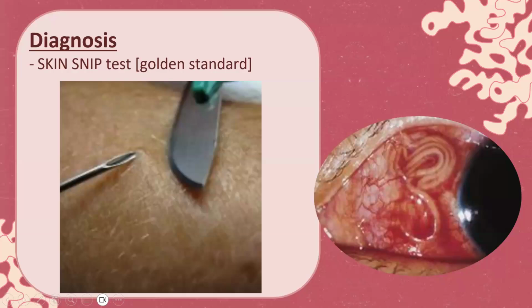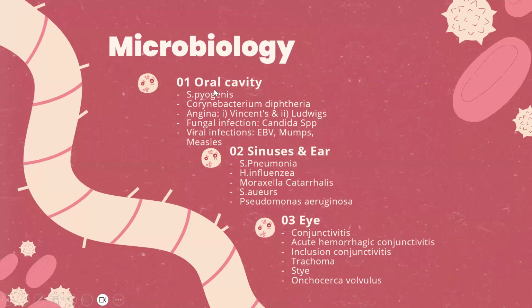So to diagnose it, there's a test called the skin snip test, and we should take some of the epidermis of the skin, not the entire dermis, and there should not be any bleeding. If there's bleeding, then this is a biopsy. So it is a skin snip test. It is a gold standard for Onchocerca volvulus, and this is the appearance of the worm inside of the eye, which is pretty disgusting.